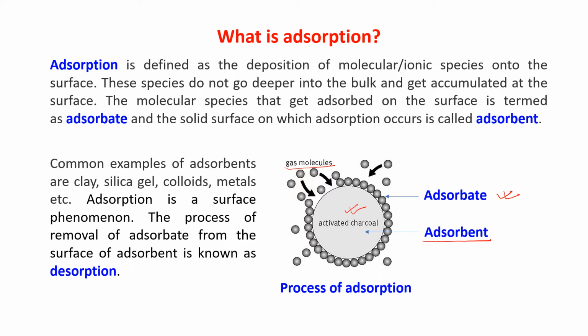Common examples of adsorbents are clay, silica gel, colloids, activated charcoal. All these are examples of adsorbents where the adsorption is taking place. And the process of removal of the adsorbate from the surface of the adsorbent is known as desorption.